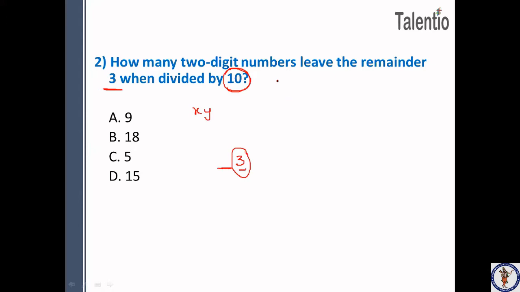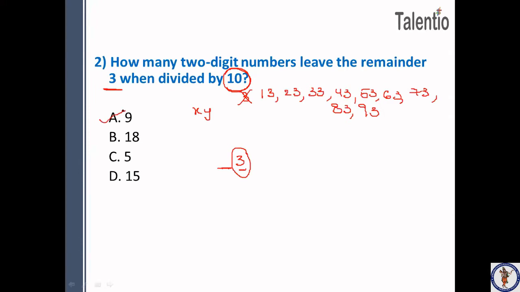So what are the numbers ending with 3? We'll have 13, 23. Can I add 3? No. 3 is not a two-digit number, so eliminated. 13, 23, 33, 43, 53, 63, 73, 83 and 93. So how many numbers are there? We have 9 numbers.